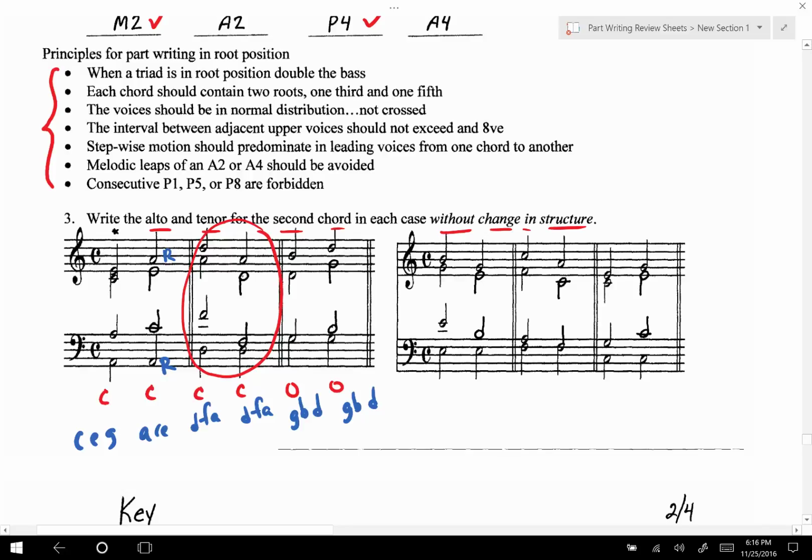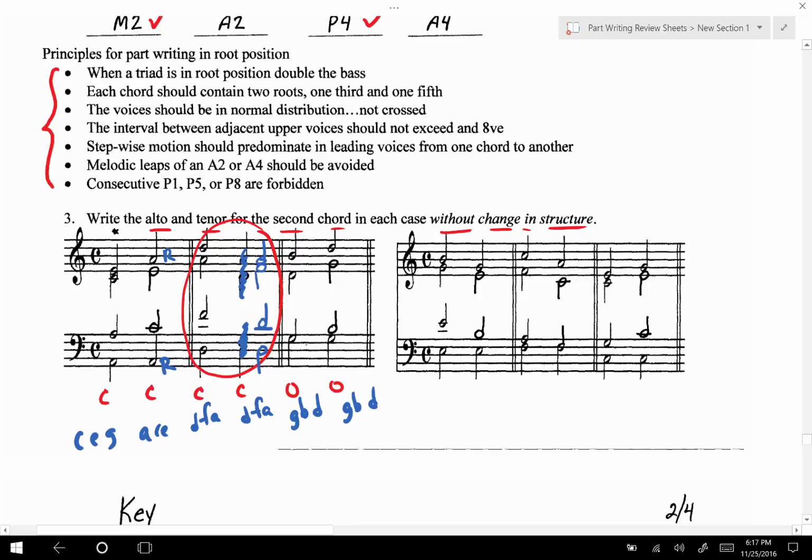This one I'm going to fix right now. This first chord is in closed structure, DFA. I need to build the second chord in closed structure, so right now it's an open because I can fit a chord tone here. So let me rewrite the soprano, and the alto, and then my tenor would need to sing the D. So that would be the acceptable response for the second measure there.